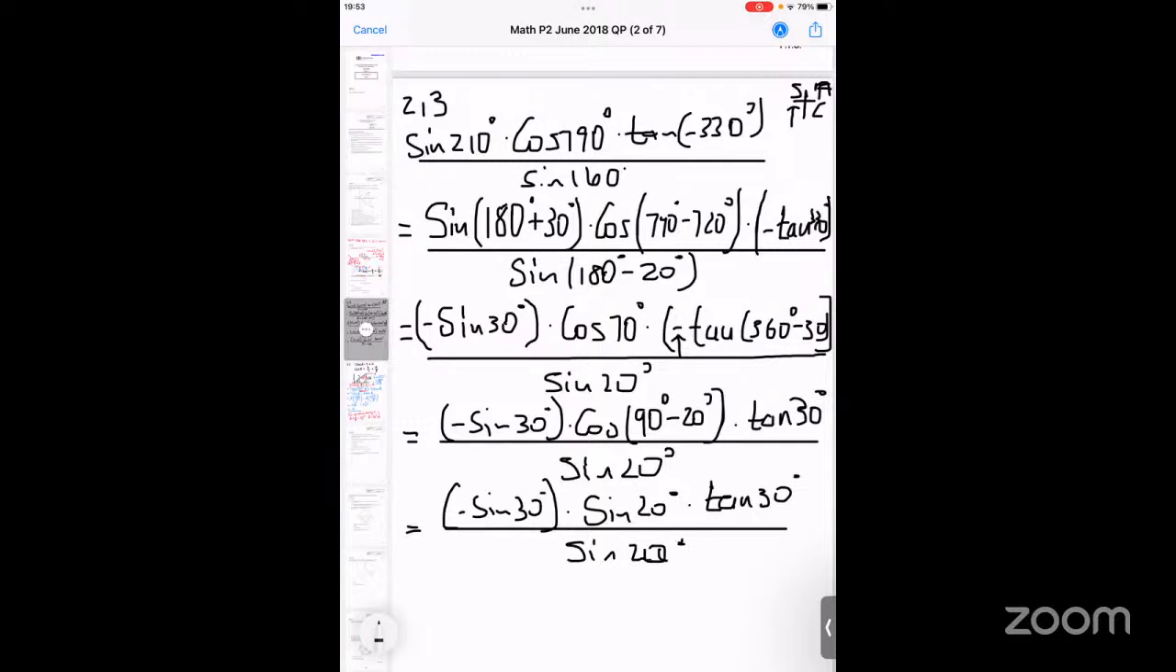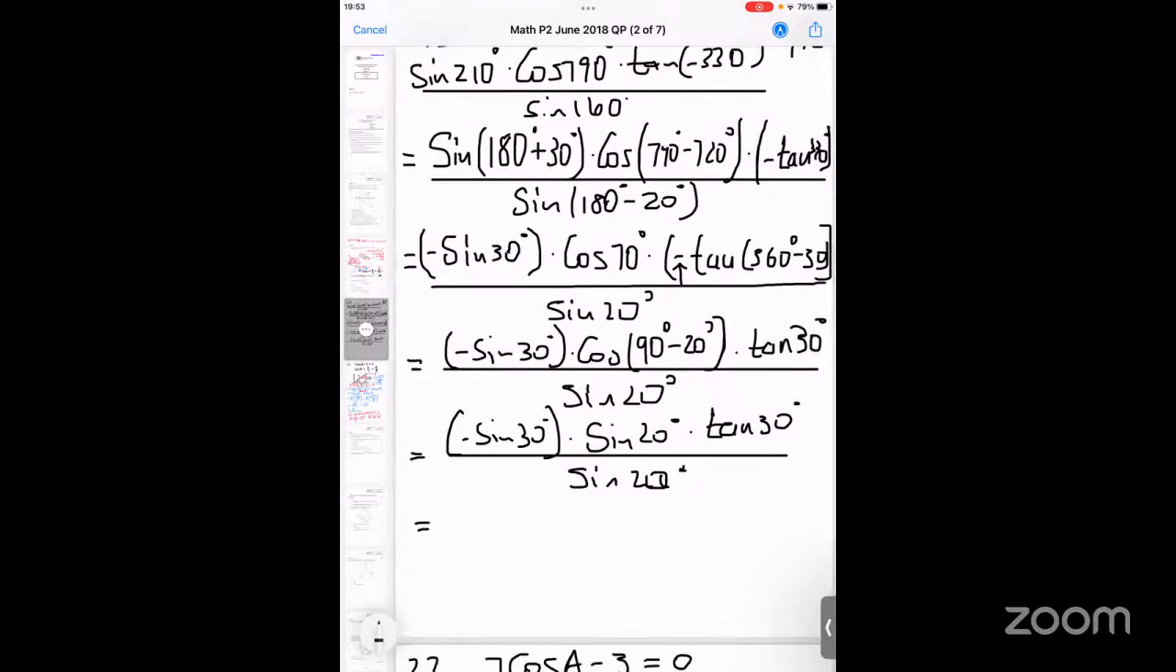From there, we can cancel sine 20 with sine 20, which will leave us with negative sine 30, tan 30. Now we are going to make use of the special angles.